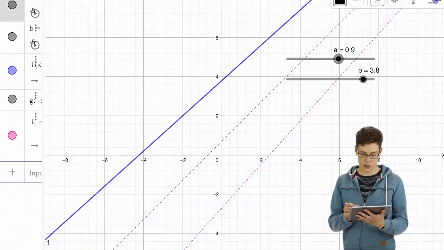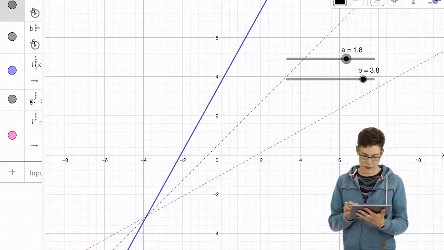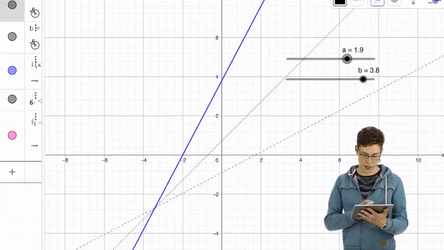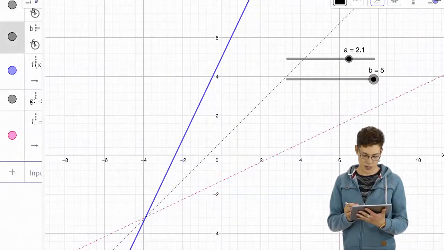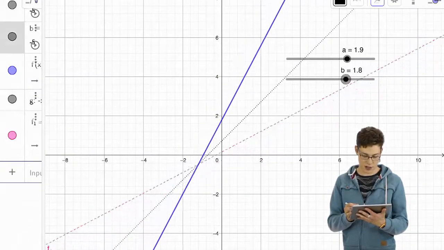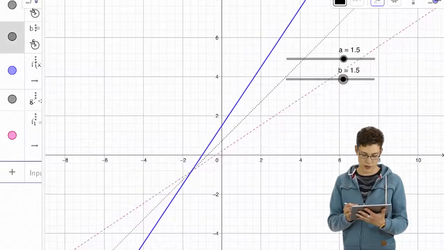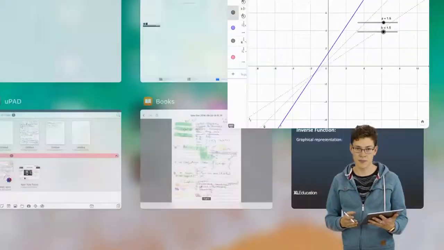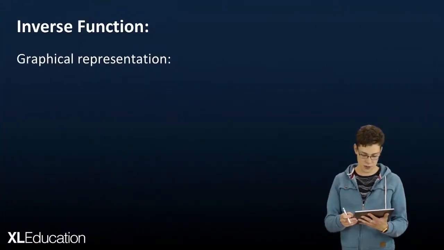And this shows that the line y = x, which is this dotted black line, is the line about which we reflect our blue graph, and we get this pink dotted line coming out as the reflection. So as I move this around, you can see that it's just like a mirror image around that line, y = x. And these are inverses of each other. The blue line is an inverse of the pink line, which is an inverse of the blue line.